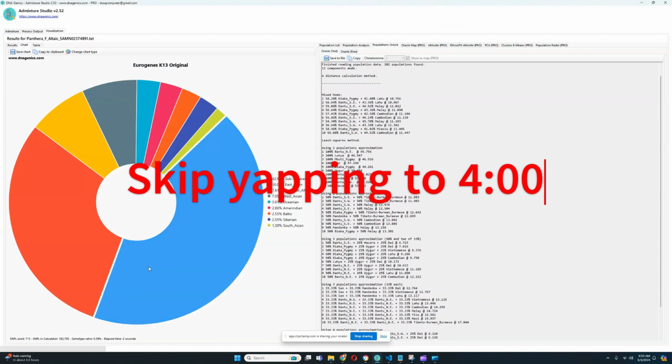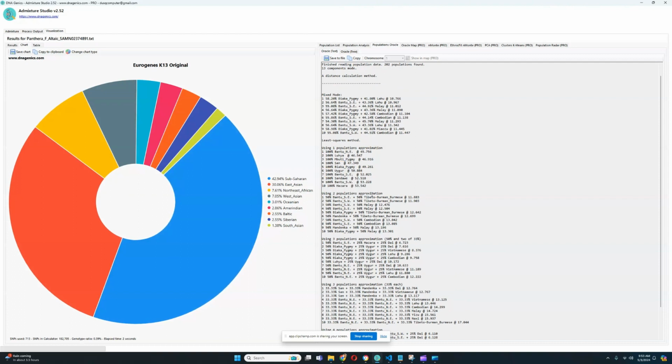With Eurogenes K13 based on 713 SNPs, which is not that much, she's scoring 42.9% Sub-Saharan African, mostly Sub-Saharan African. But what's really interesting is she's scoring 30% East Asian and 7% Northeast African and 7% West Asian. She's not scoring anything from Europe. She's only scoring 2% Baltic and 2% Siberian. Yeah, she's actually not scoring anything from Europe at all. No European whatsoever. She's only really scoring Sub-Saharan African and East Asian, and some East Asian components like Oceanian as well, 3% Oceanian. So she's mostly scoring Sub-Saharan African and East Asian.